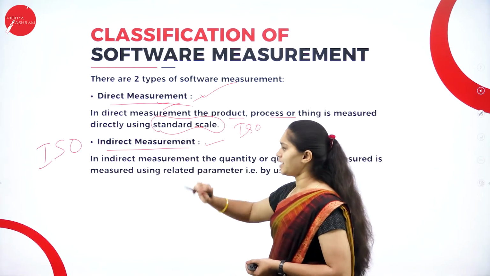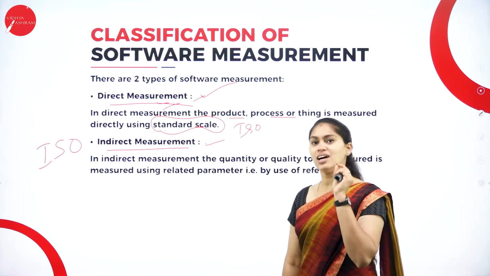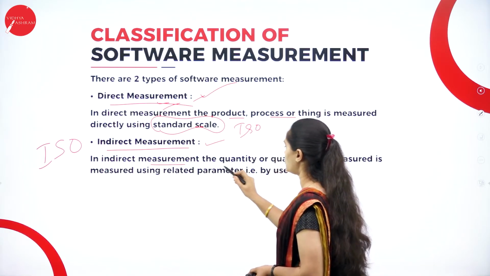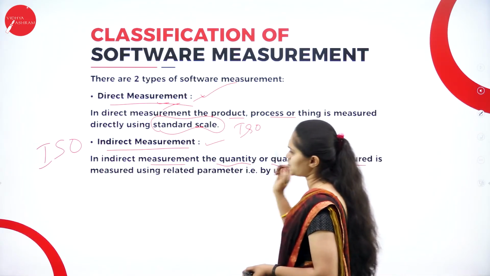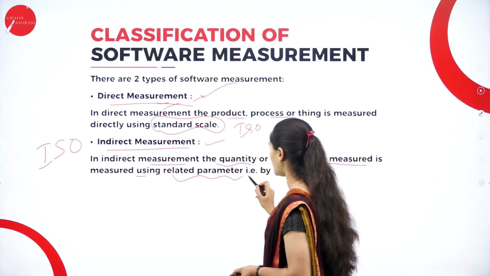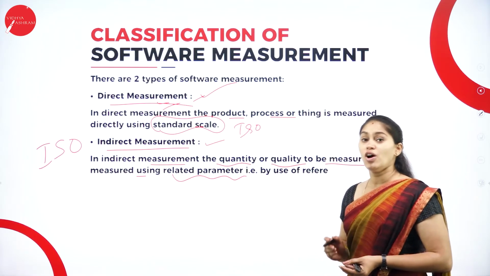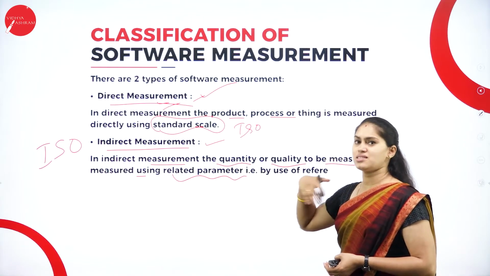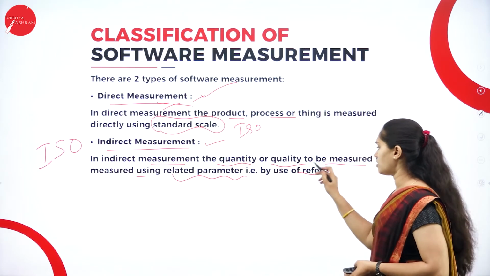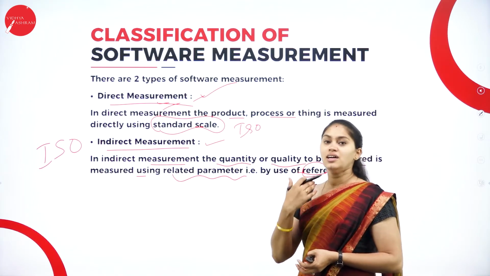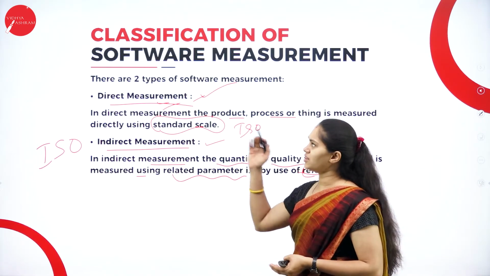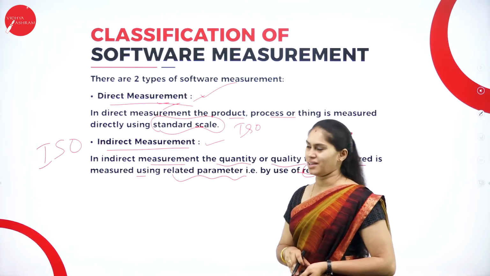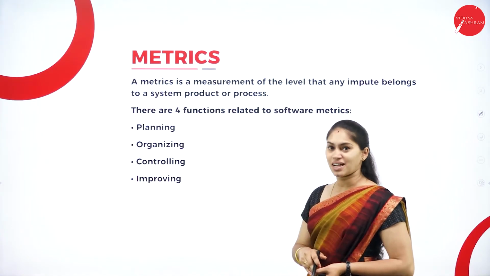But in indirect measurement, we are going to take certain parameters. In indirect measurement, the quantity or quality to be measured is measured using a related parameter, based on certain criteria. That means it is going to take the reference, or the opinion of others. So based on that, if it is classified, it will be considered as what? Indirect measurement.